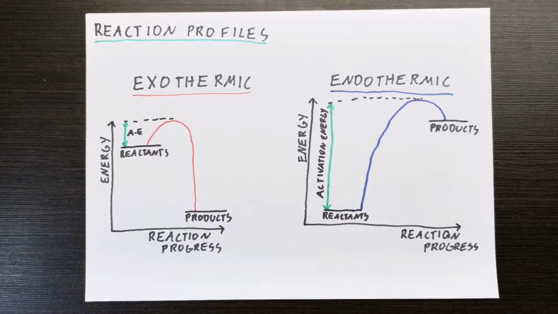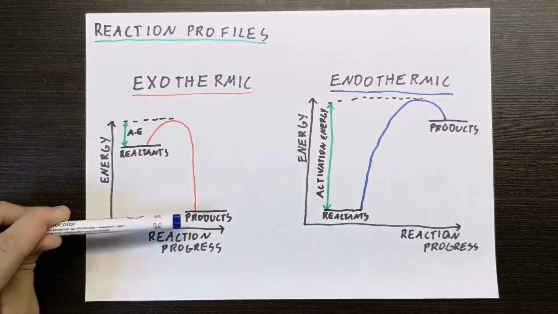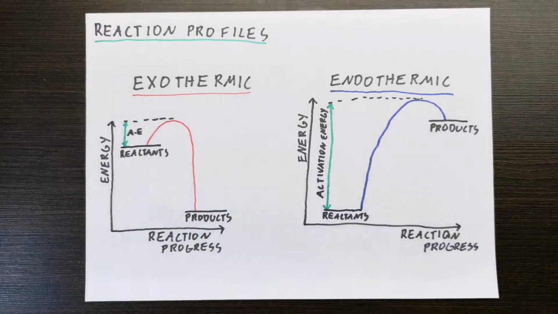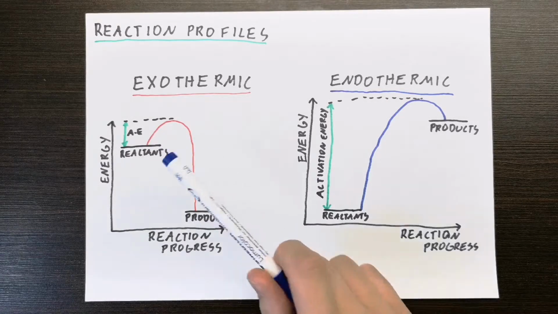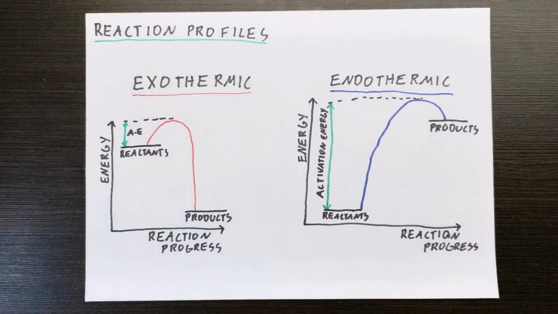So let's see what's happening here. This line represents the energy level of the reactants, and this line here represents the energy level of the products. And we can see that the reactants are quite high here because they have quite a lot of energy stored, and the products are very low because they don't have much energy stored in a typical exothermic reaction. And then here in the red line we have the energy change. We have the line that shows how energy changes throughout the reaction.